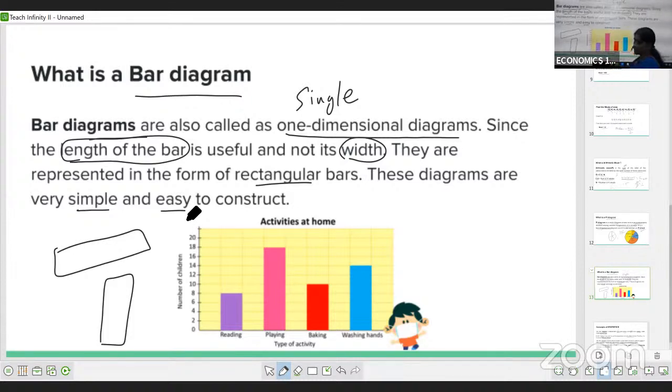First, bar diagram, a single-dimensional or one-dimensional diagram. Here it will be in the rectangular form, and in the rectangular form we are taking only the length. This is the length. The width, we are not considering. So this diagram is very easy and simple to construct. See here, they gave an example for the bar diagram.